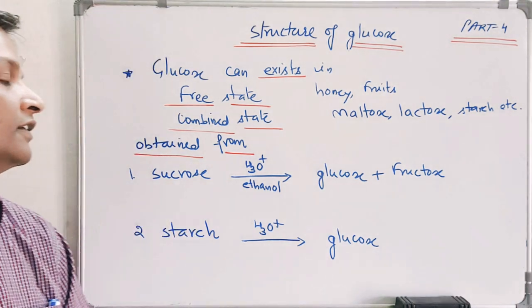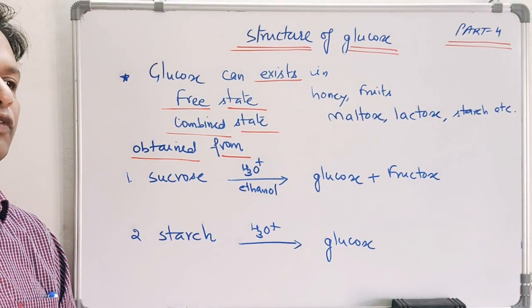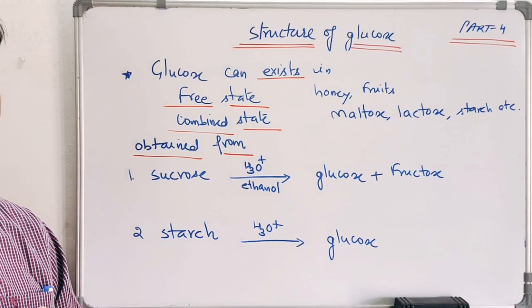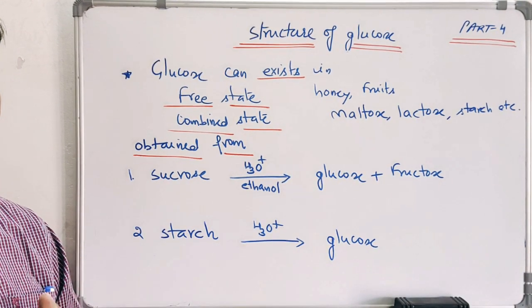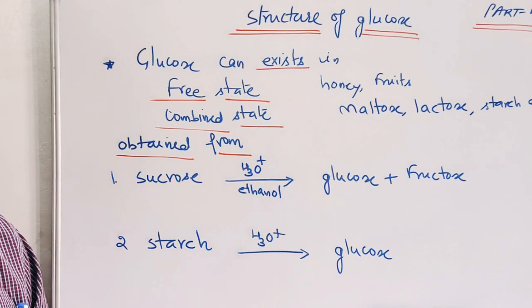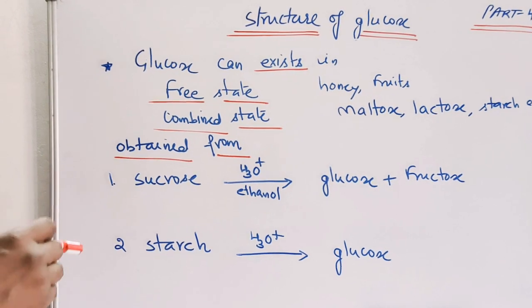Glucose is a very abundant molecule found in almost all fruits. Glucose is found in honey, in starch, and in cellulose. But glucose exists in two main forms.